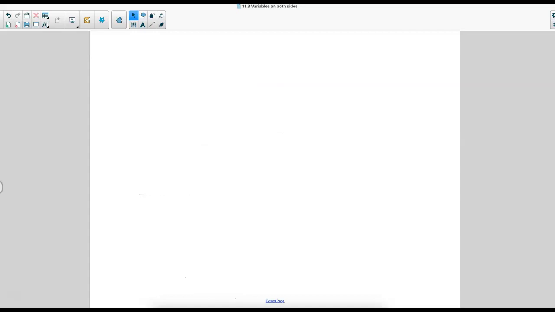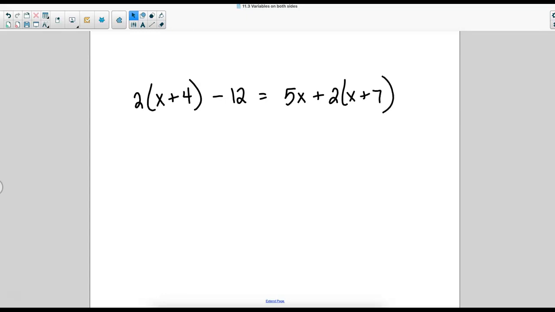The one other thing I want to talk to you about is you're going to run into some problems, and this isn't on your notes, that might look like this. What do we do if we see those parentheses? Distribute. You got to get rid of them. So we'd have to distribute first and have 2x plus 8 minus 12 equals 5x plus 2x plus 14. Then we simplify and keep solving. Is that making sense?